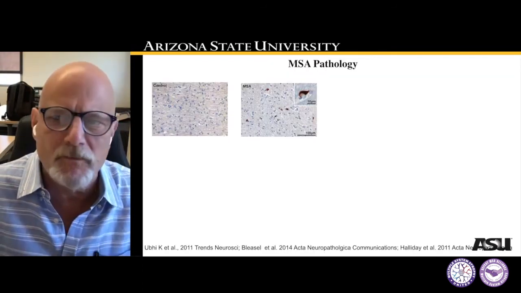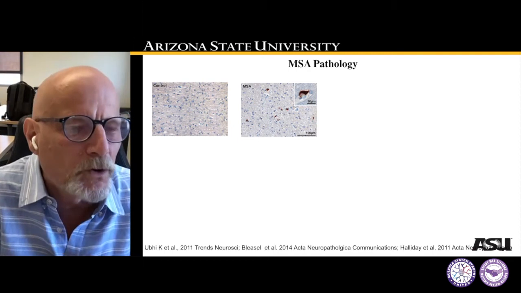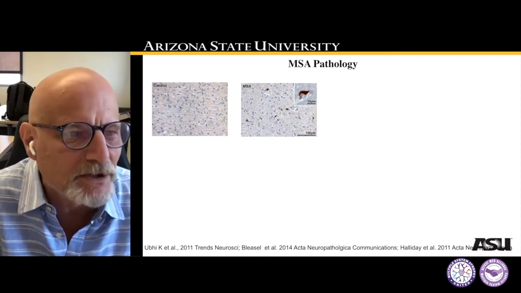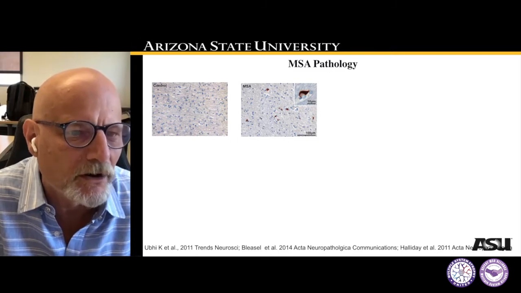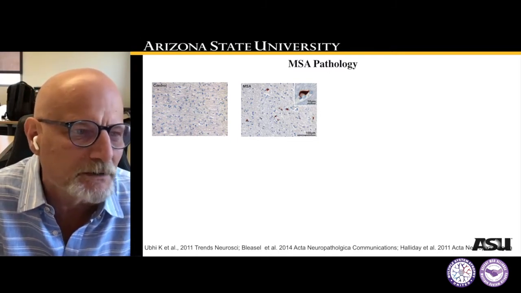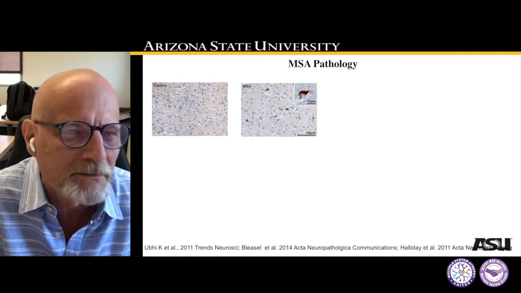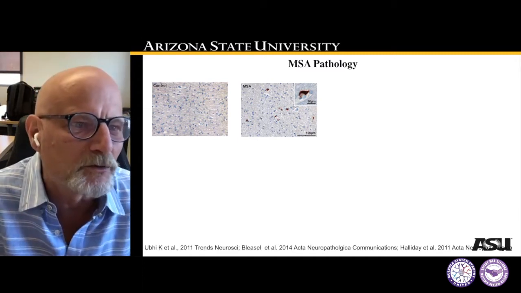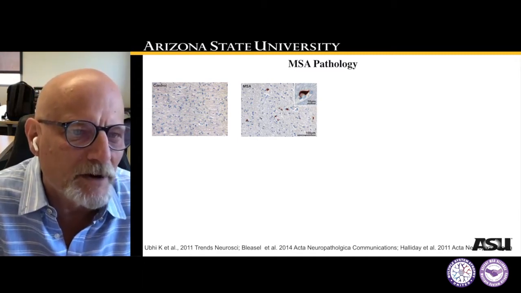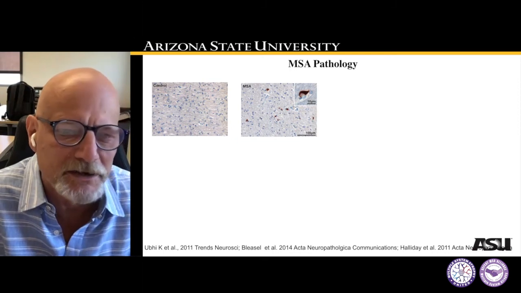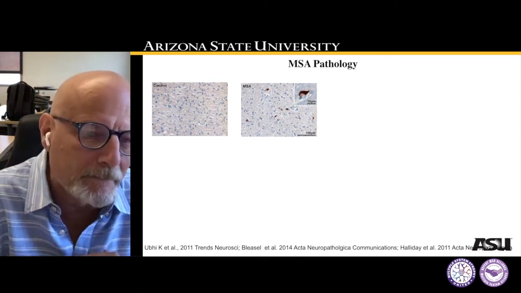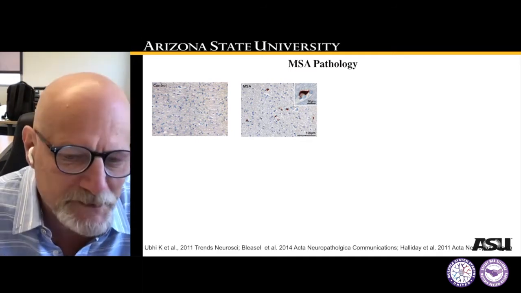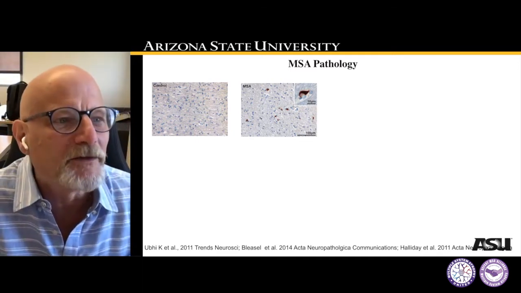We all know that MSA's pathology is glial cytoplasmic inclusions that are stained for alpha-synuclein. You can see a control brain on the left and an MSA brain on the right. And on the right, you can see the oligodendroglial cells that are stained with phosphorylated alpha-synuclein. That's the pathological form of alpha-synuclein.